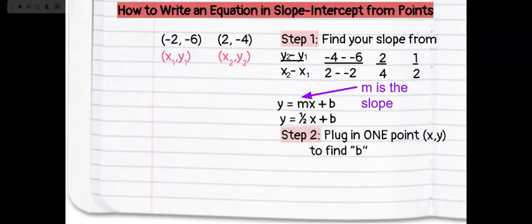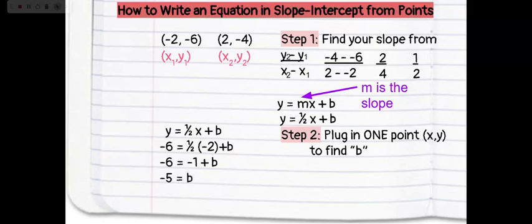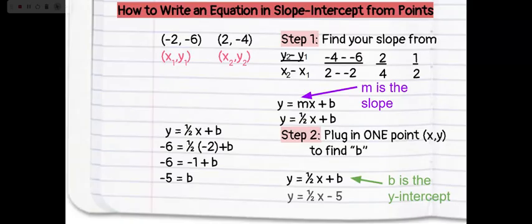And the way you do that is you're just going to plug in one point. It doesn't matter which one. I'm going to plug in the first one just because. And I'm going to plug it into my simplified formula that has the 1/2 in there. So when I plug it in, my y value was -6. My x value was -2. You'll notice I only have one variable left. So when I multiply and then I add 1 to both sides, I get my y-intercept to be -5. So my correct equation, solving for both m and b, is y equals 1/2 x minus 5.